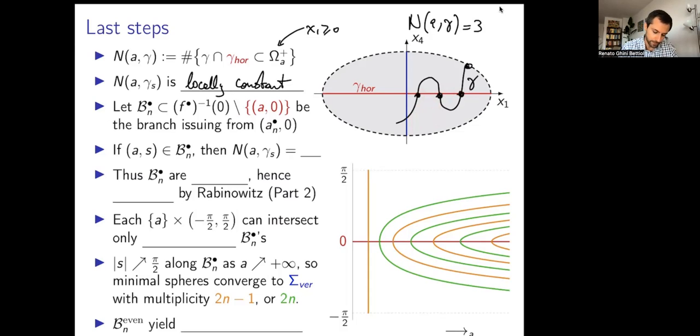So if I denote by B_n bullet the branch corresponding to the A_n bullet degeneracy instance, then it's not hard to see, using again Sturm-Liouville theory, that this counting is equal to 2n in the even problem, and 2n minus 1 in the odd problem. Okay, so where bullet means even and where bullet means odd. So it actually parameterizes exactly the even and odd numbers, right?